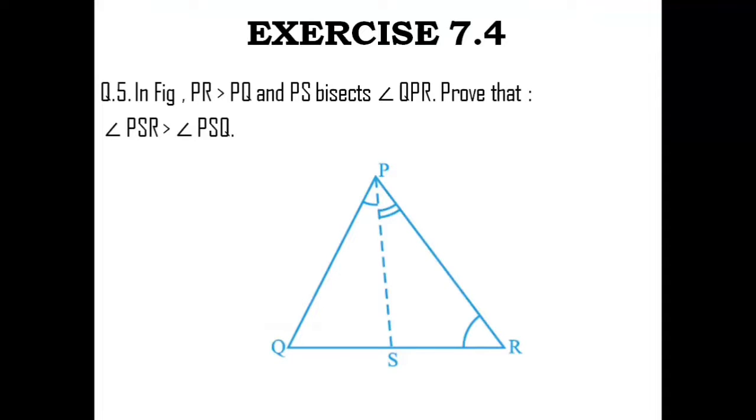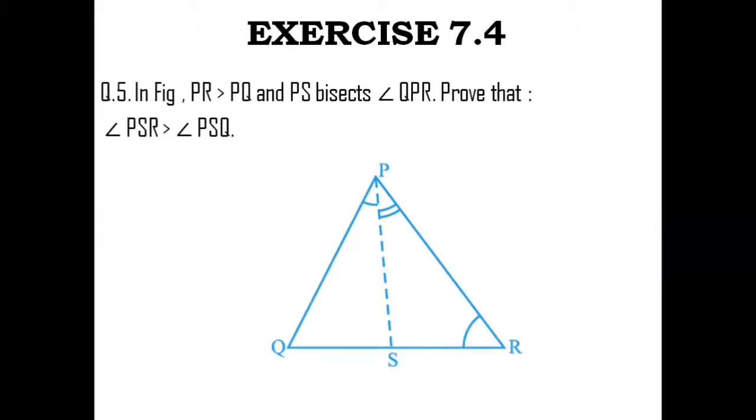Exercise 7.4, question number 5. It says that in the figure, PR is greater than PQ, and PS bisects angle QPR. So angle QPR is getting bisected into two equal parts.